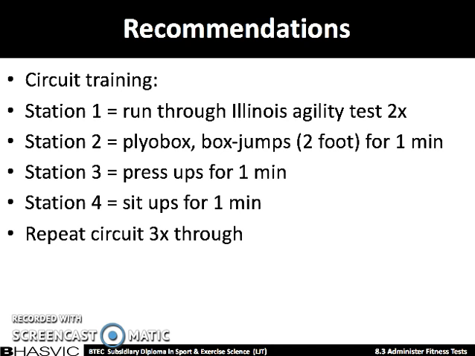So what this circuit training would consist of is 4 stations, one for each of those components of fitness. So station 1 would be a full run through of the Illinois agility test 2 times over. This wouldn't be a rest in between. This would be running through the Illinois agility test, then running back to the start and doing it through again. So this would be twice at that first station. Once you stop that, you can have a 1 minute rest and you move on to station 2.